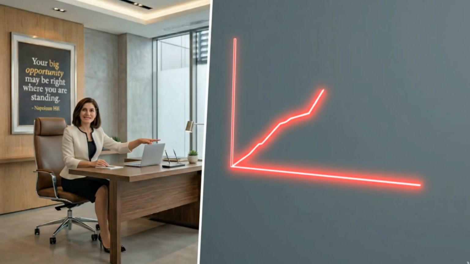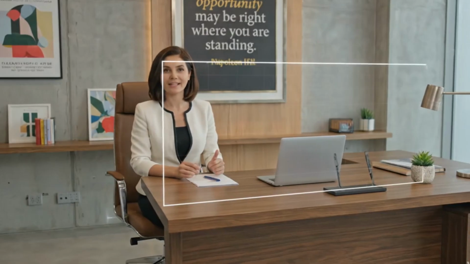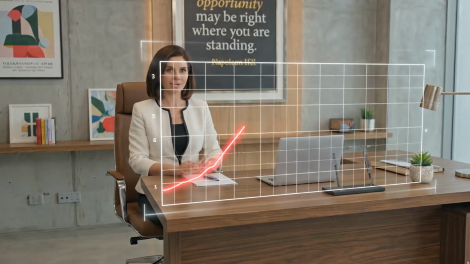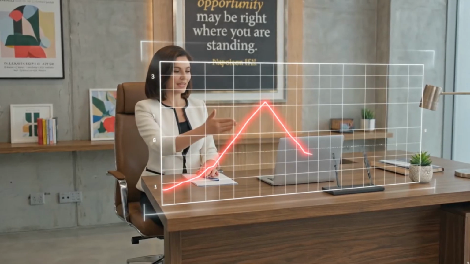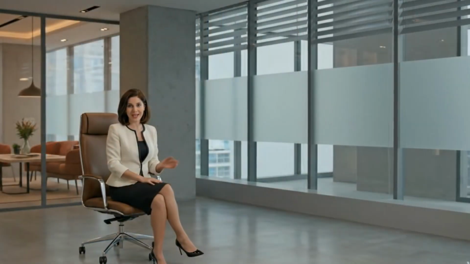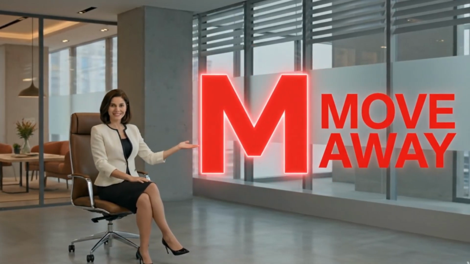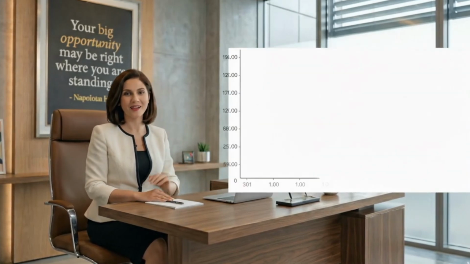Pattern number 2, the double top. This is the exact opposite. The price rises to a level, gets pushed down, rises back to roughly that same level, and gets pushed down again. It looks like the letter M. A double top often signals that the buying pressure is running out and the price may drop. M for move away. Pattern number 3, higher highs and higher lows.